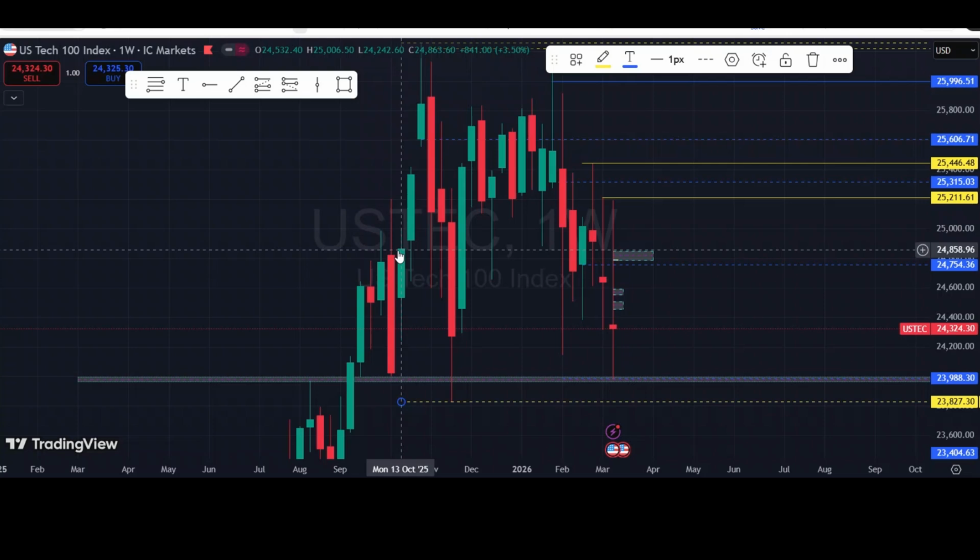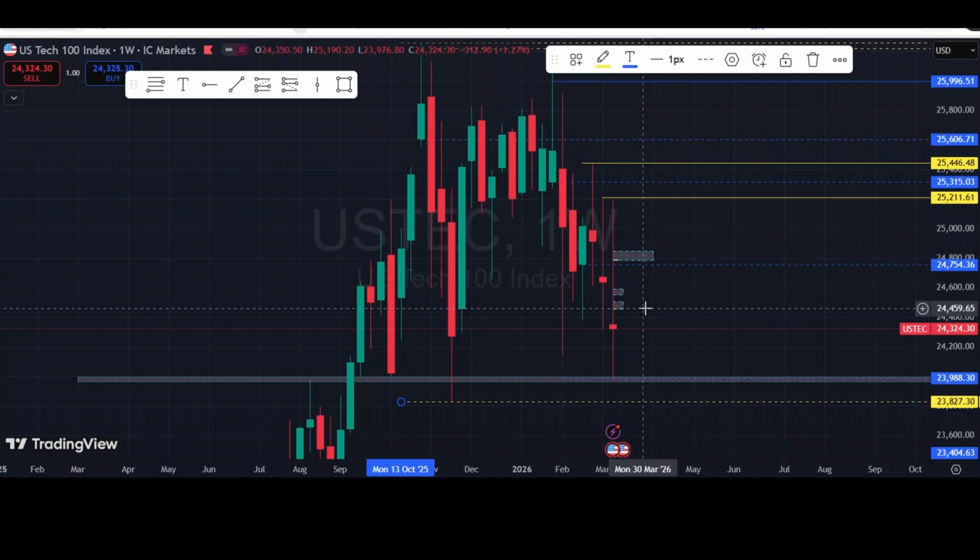So in this briefing, we'll define the key liquidity levels and market structure for Nasdaq, Euro USD, British Pound USD, British Pound JPY, and USD JPY. We'll be using our weekly dealing range framework. Remember, the objective is not prediction, but identifying where liquidity sits and where price is likely to deliver.